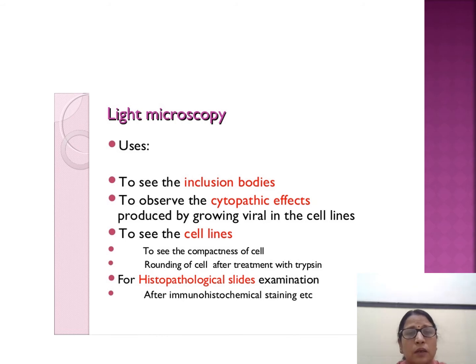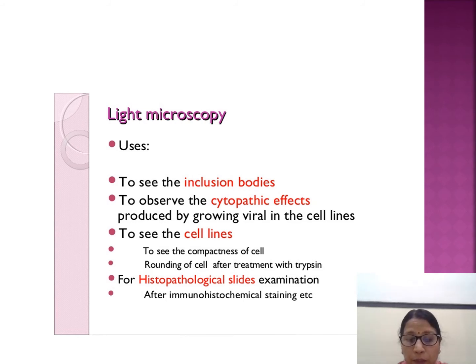Then what is the use of light microscopy? There are inclusion bodies which are nothing but viral aggregates inside the tissue or inside the cell. So we can see inclusion bodies in the cell with the help of a light microscope. And if any cytopathic effects are caused by viruses, that we can see under a light microscope. And various cell lines, their arrangement, if we want to see, then again we can take help of a light microscope. If any histopathological slides are there for viral diagnosis, then again we can use a light microscope for that. And sometimes we have to do immunohistochemical staining. In that also we can use a light microscope.